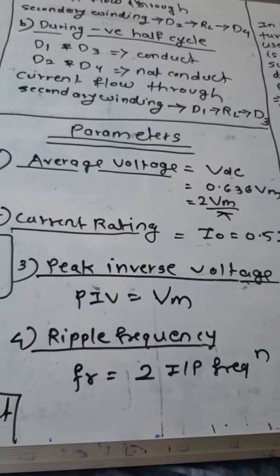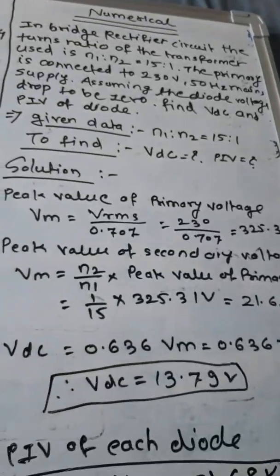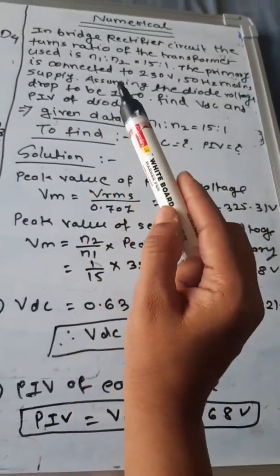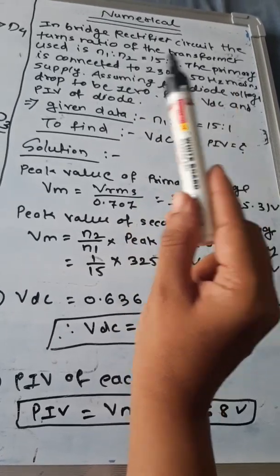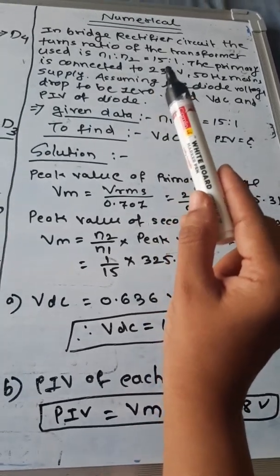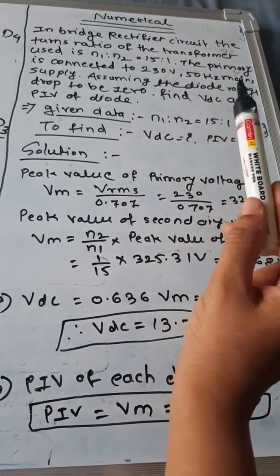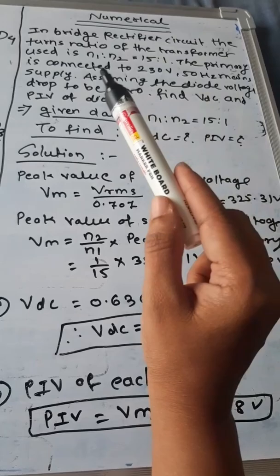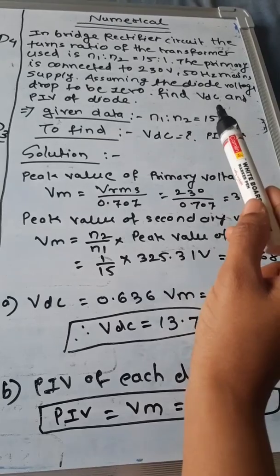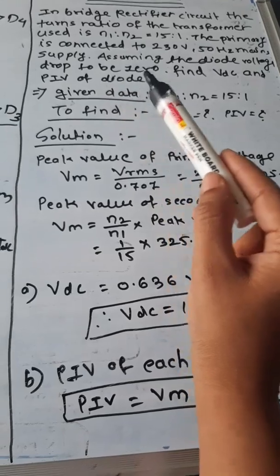Now we'll see the numerical based on bridge rectifier. Okay, so here you can see numerical. In a bridge rectifier circuit, the turns ratio of transformer used is N1 is to N2 equal to 15 is to 1. The primary is connected to 230 volt 50 Hertz main supply. Assuming the diode voltage drop to be 0, find VDC, that is average load voltage, and PIV, that is peak inverse voltage of diode.